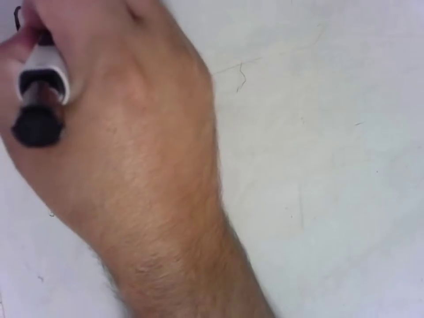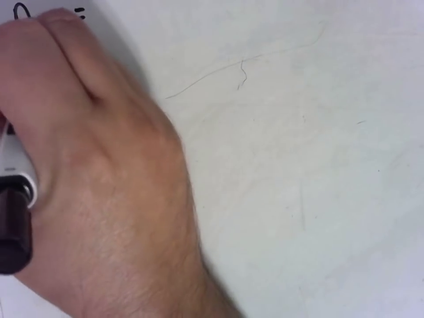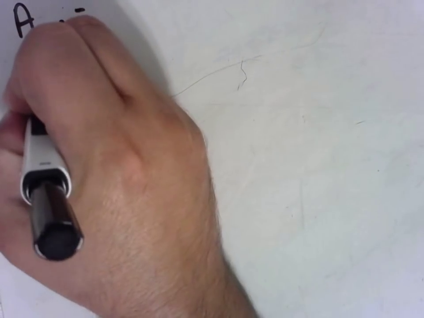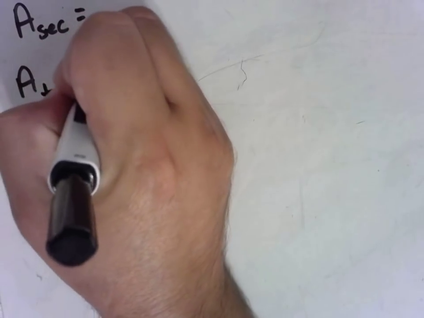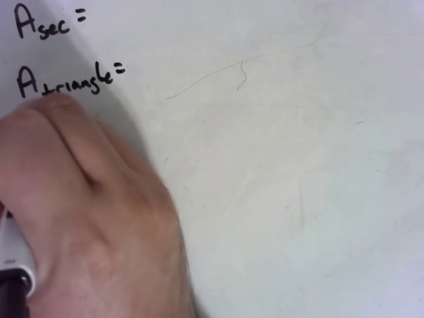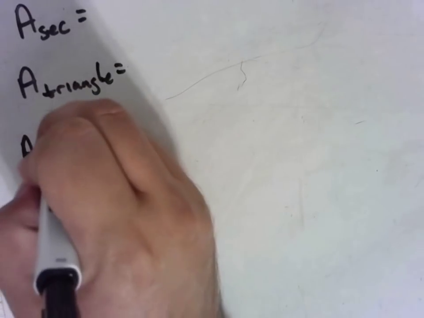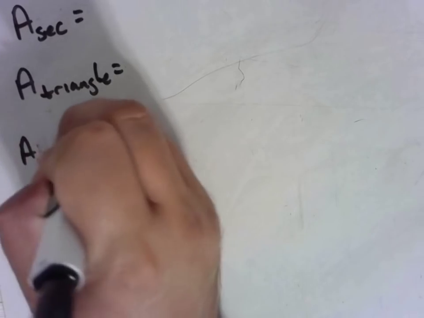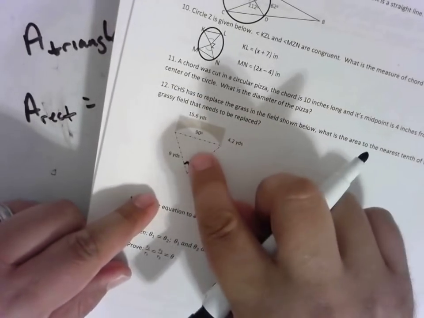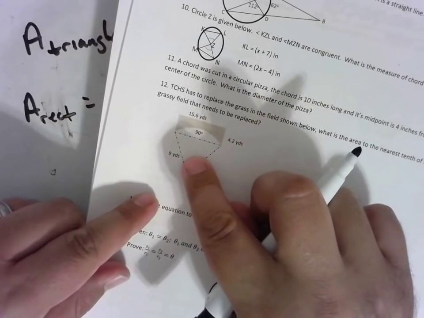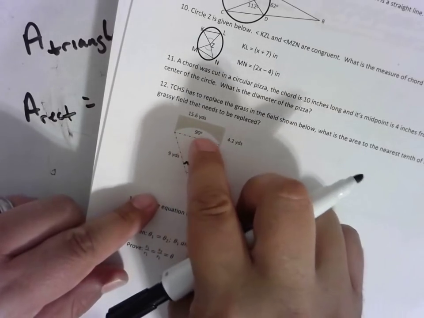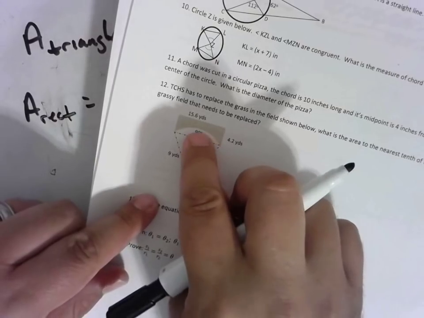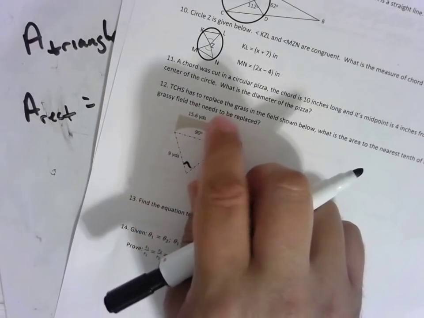Area of the sector, area of the triangle, area of the rectangle. If I find the area of the sector and subtract the area of the triangle, that gives me the area of this little curved piece up here. If I subtract that from the area of the rectangle, that'll give me the shaded area.